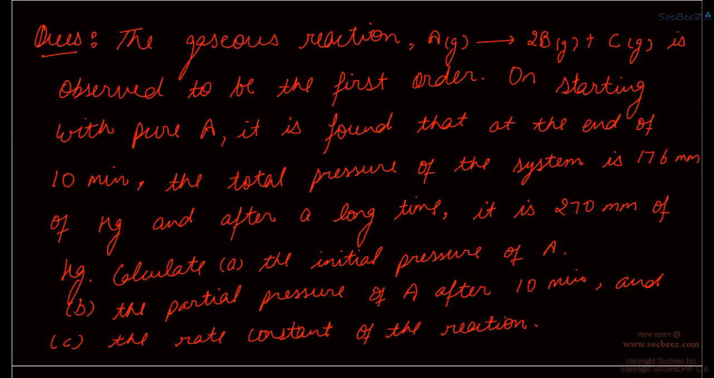Now the first question says that the gaseous reaction A getting transformed into 2B plus C is observed to be first order. On starting with pure A, it is found that at the end of 10 minutes, the total pressure of the system is 176 millimeter of Hg, and after a long time it is 270 millimeter of Hg. Now calculate: A, the initial pressure of A; B, the partial pressure of A after 10 minutes; and C, the rate constant of the reaction. Okay.